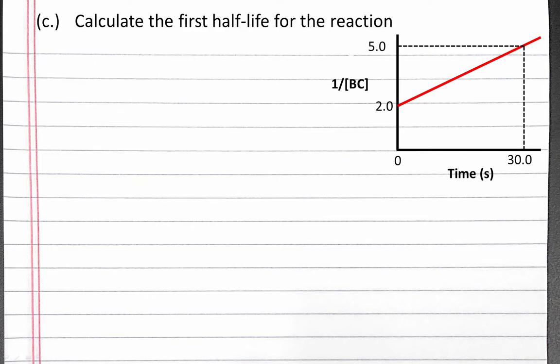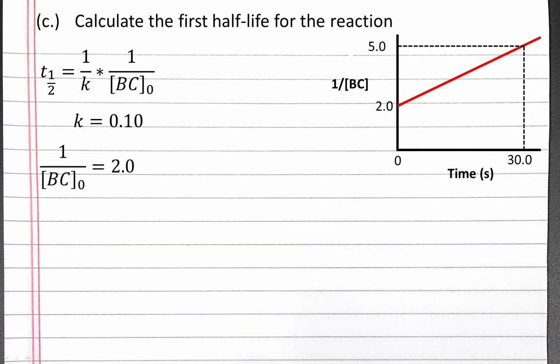For part C, we calculate the first half-life for the reaction. Since this is second order, our half-life equation is T1/2 equals 1 divided by our rate constant times 1 divided by our initial concentration. Our rate constant is 0.1, which is based on the slope, and 1 divided by our initial concentration is our y-intercept, which is 2. So for T1/2, it's 1 divided by K, or 0.1, times 2, or 20 seconds.